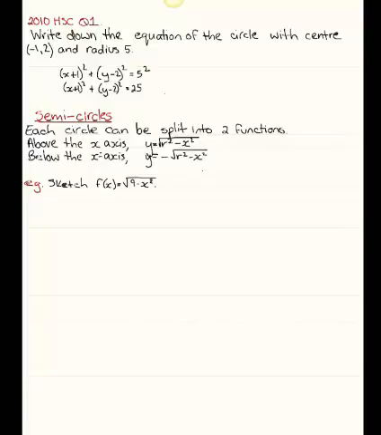So when you're asked to sketch something like this, f(x) equal to the square root of 9 minus x squared, what you will hopefully be doing is looking at that and going, hang on a minute, we've got the square root, we've got an x squared, this is a semicircle. Once you know that it's a semicircle, you need to look at it and say, well, where is the centre? We've just got an x squared, which means the centre of this circle is at 0.